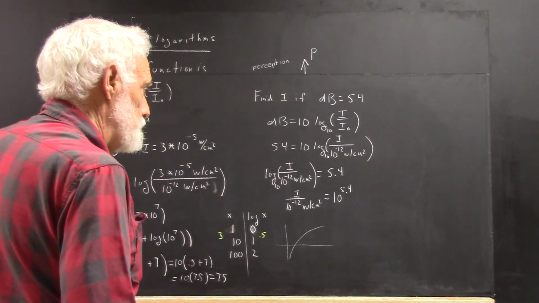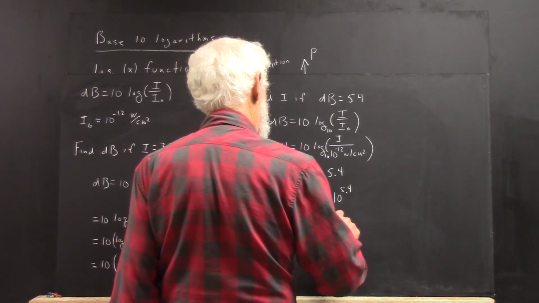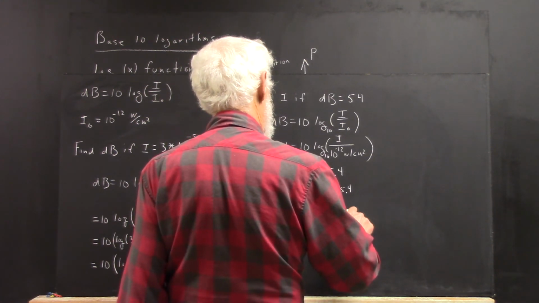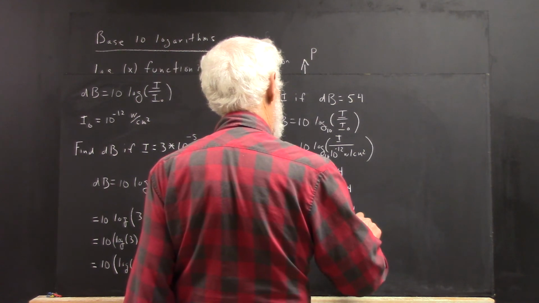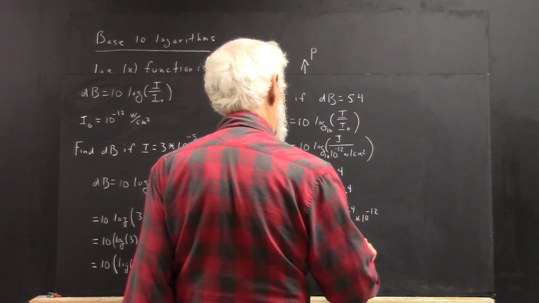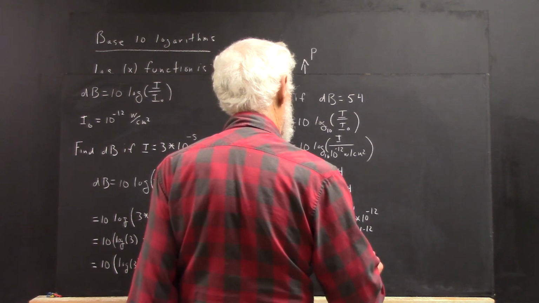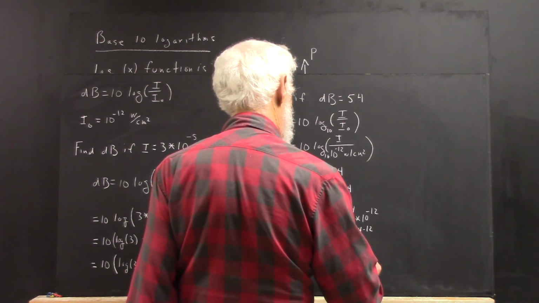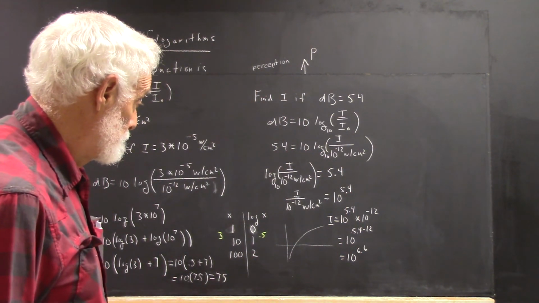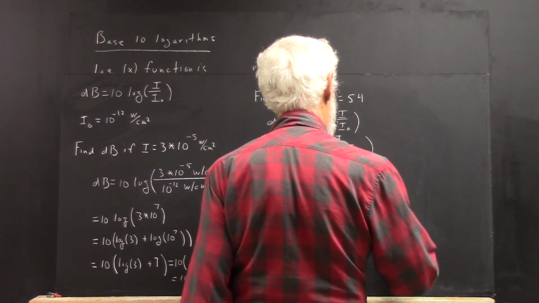And from here, all we have to do is multiply both sides by the denominator, and we get I equals 10 to the 5.4 times 10 to the negative 12th, which equals 10 to the 5.4 minus 12, which equals 10 to the 6.6. Okay? And this is all in watts per square centimeter.